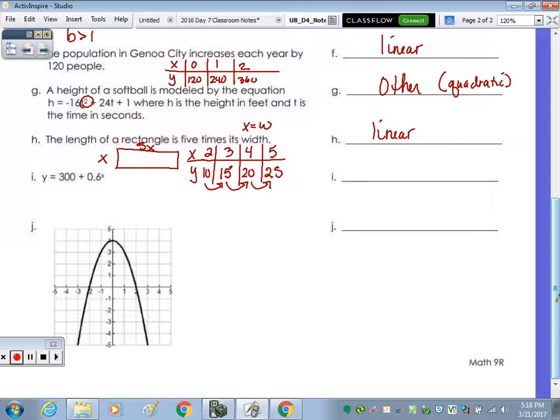In I, 300 times 0.6 to the x. Now because of the x in the exponent, it's exponential, and our b value is 0.6. And because that value is less than 1, we're going to see exponential decay. And the last one, of course, is other, and from the last unit, that's a quadratic.